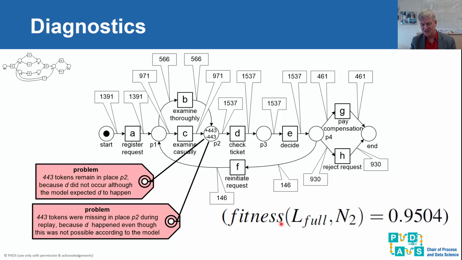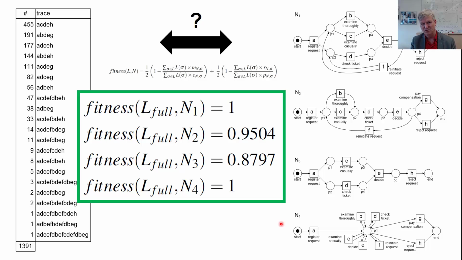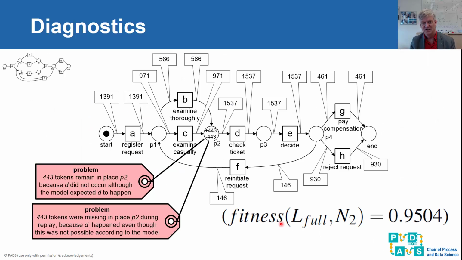So in the previous slide, I was showing the fitness values for log model combinations. But of course, what is much more valuable than having a number like 0.95 is to get diagnostics on where the problem is. So here we see if we replay the original log on this model, then we see that there is a problem in P2, and you can see that there are over 400 missing tokens indicated by the minus, and there are over 400 remaining tokens indicated by the plus symbol.